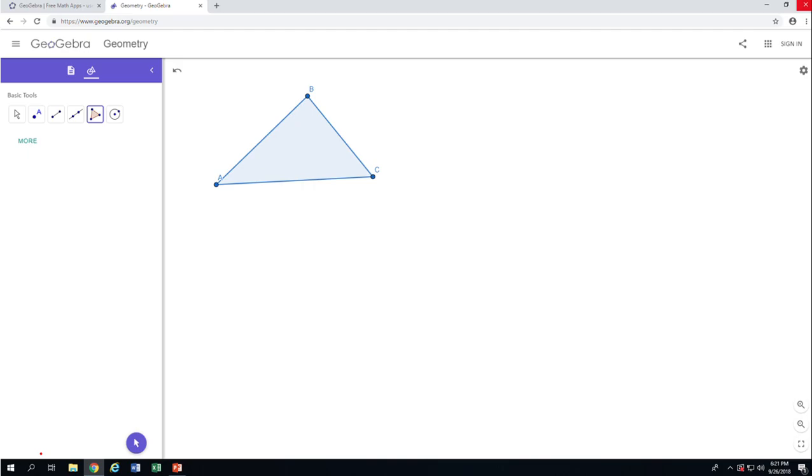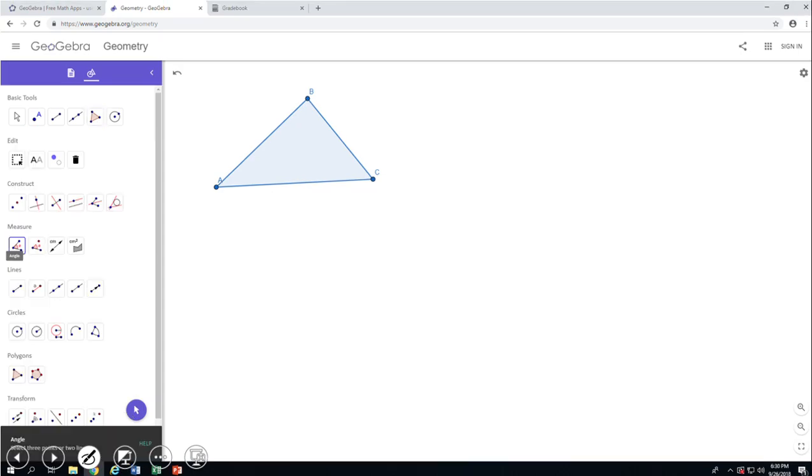we can measure the interior angle of these angles using a tool that you're going to find here. Yes, more, and then you click this one, measure, and we're going to measure an angle. For example, for measuring angle A, you should go C, A, B. And then you're going to get a measure of that angle A.